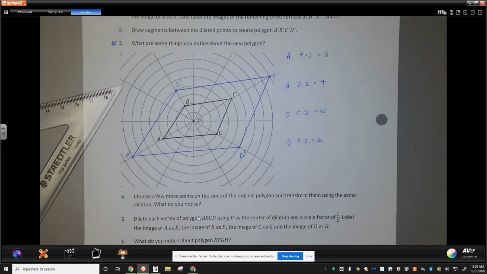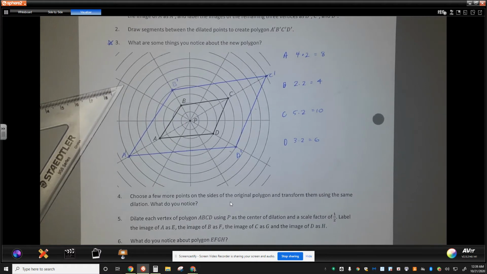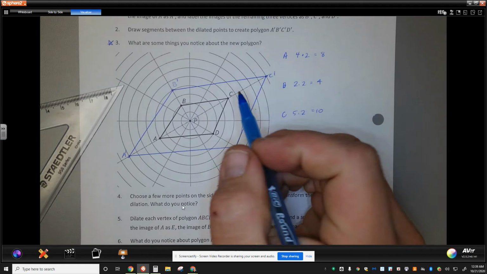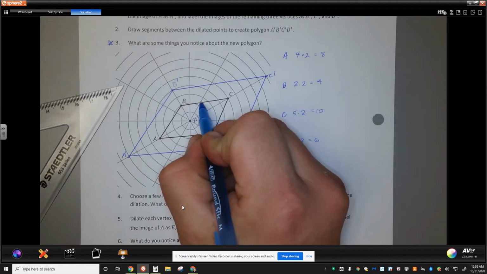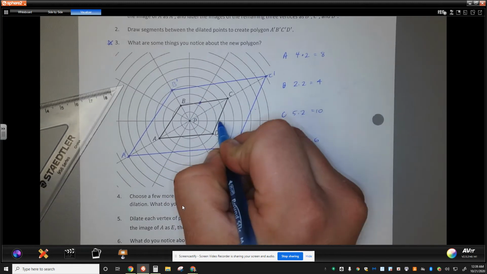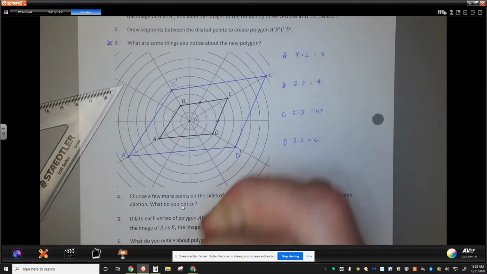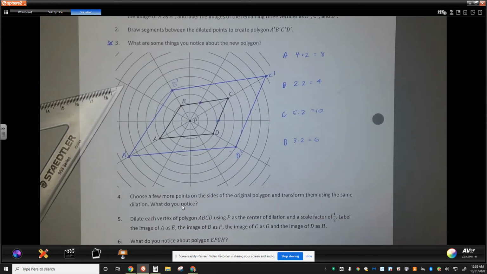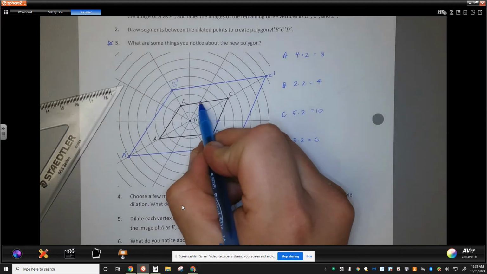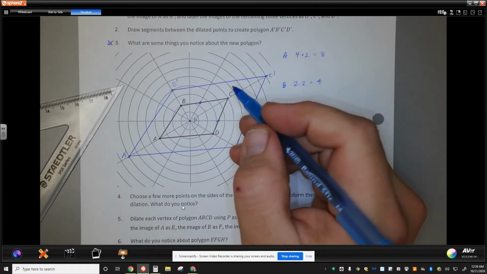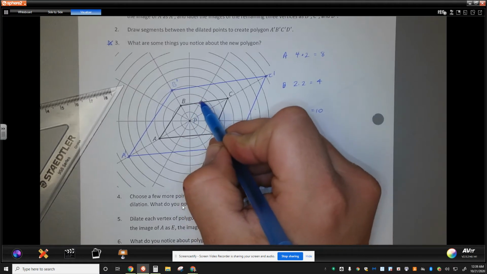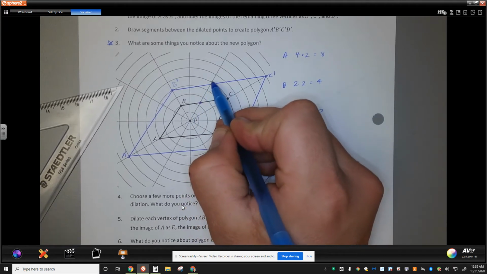All right, we're going to choose a few more points on the sides of the original polygon and transform them using the same dilation. And what do you notice? So let's go in here. Let's put one right here and right here. If we're going to use that same dilation, what we see is just a little more than 2. This looks like about 2 1/3. So 1, 2, 2 1/3. That means double that should be 4 2/3. So there's 1, 2, 3, 4, and that is approximately 2/3.